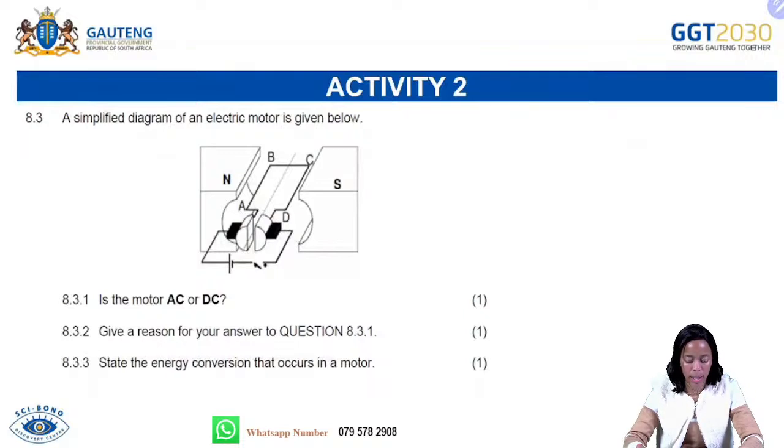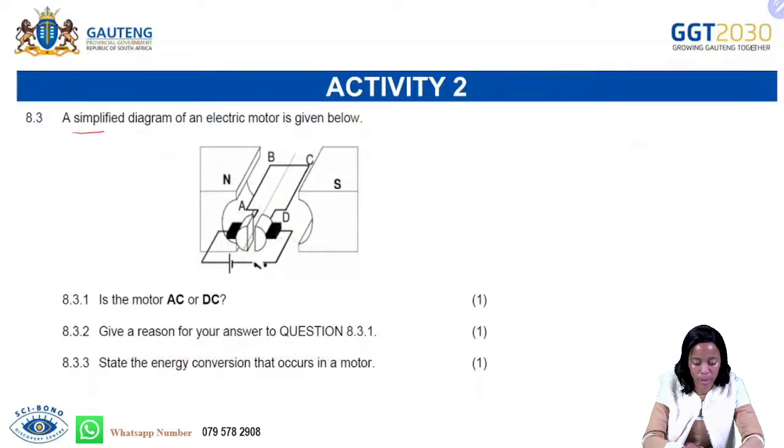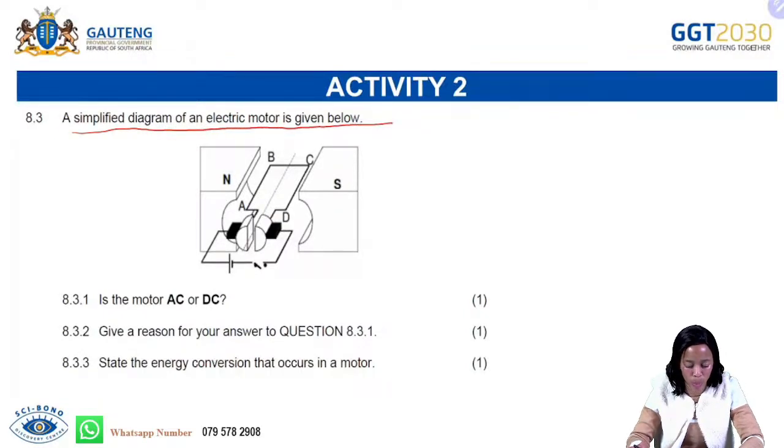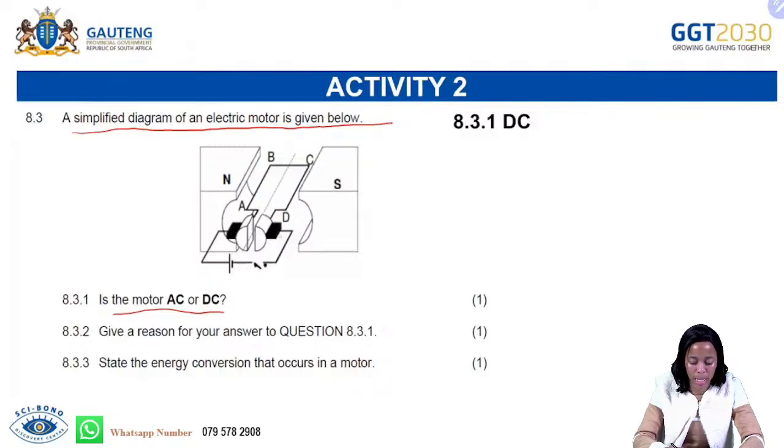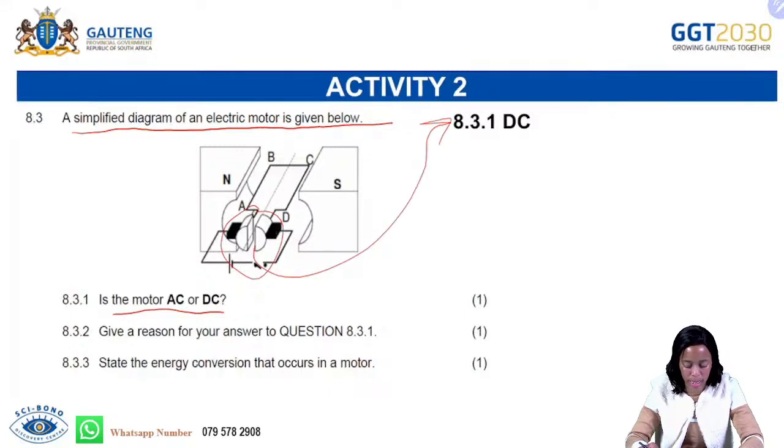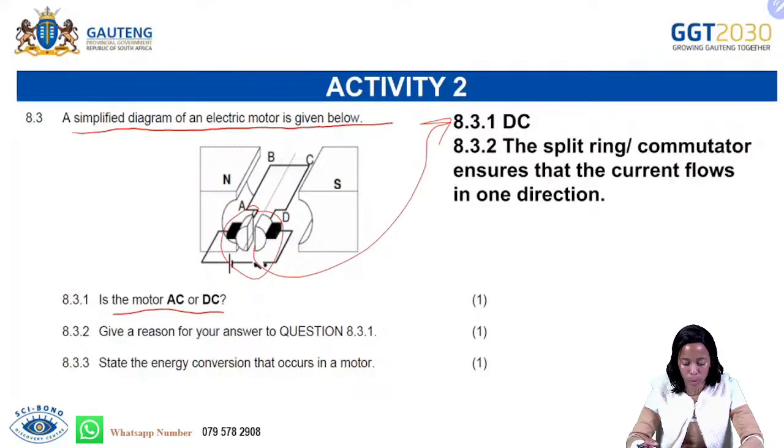Then it says here, give a reason for your answer, and that is in question what? Okay, so it says here 8.3, a simplified diagram of an electric motor is given below. Then it says, is this motor an AC or a DC? Okay, so again, because we can see that we have a split ring commutator there, therefore, that would be representing a DC. Then it says, give a reason for your answer.